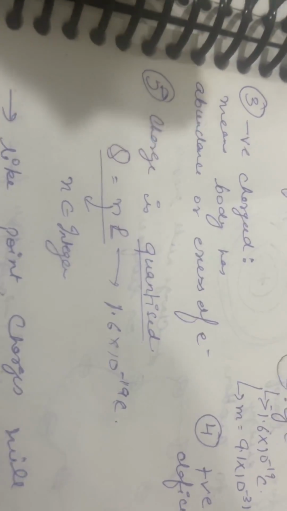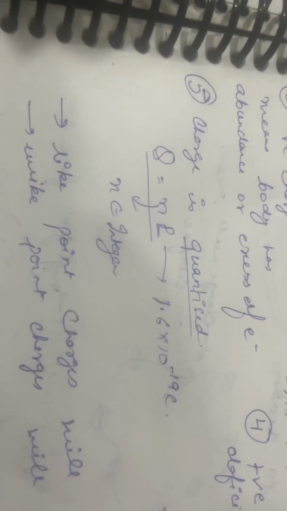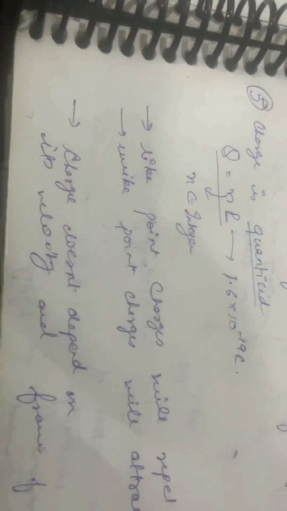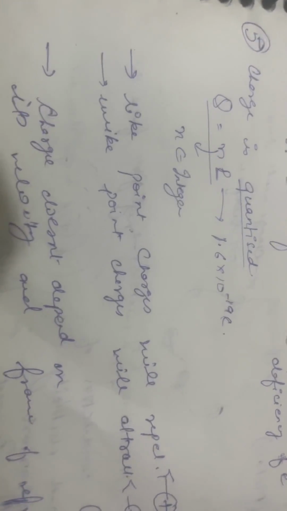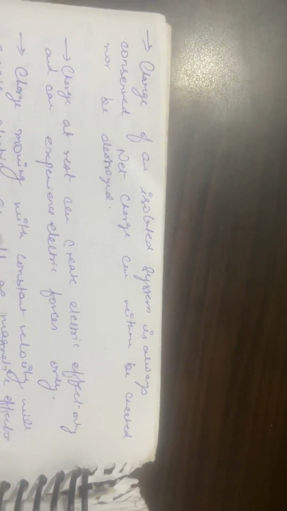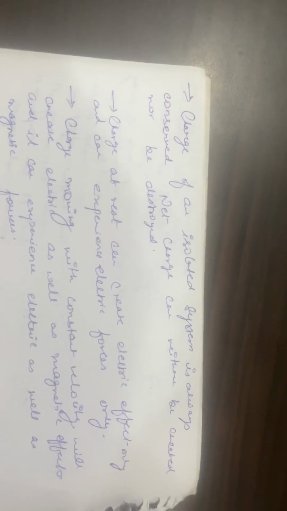Now when we say charge is quantized, that means charge is always an integral multiple of the charge of an electron, like Q is equal to ne, where e is 1.6 into 10 to the power minus 19. As we all know, like charges repel and unlike charges attract, but charge doesn't depend on velocity and frame of reference. Charge of an isolated system is also conserved, and net charge can neither be created nor destroyed.